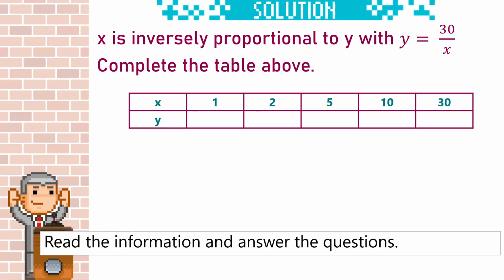In this question we're told that x is inversely proportional to y, with y equaling 30 over x, and we're asked to complete the table. So we know that y is 30 over x, so when x is 1, 30 over 1 will be 30. 30 divided by 2, or 30 over 2, will be 15. 30 over 5, or 30 divided by 5, is 6. 30 over 10 will be 3, and 30 over 30 will be 1.